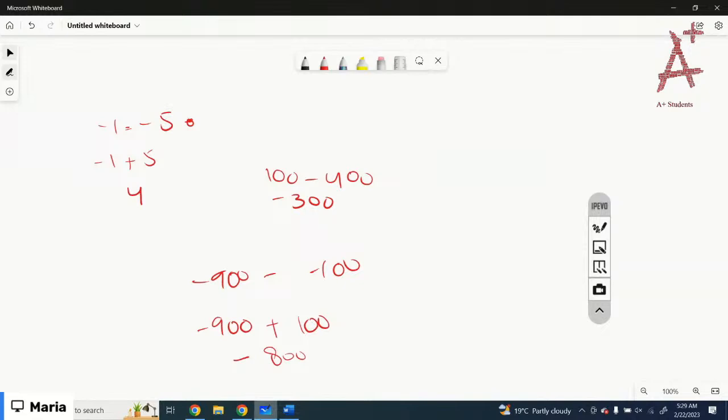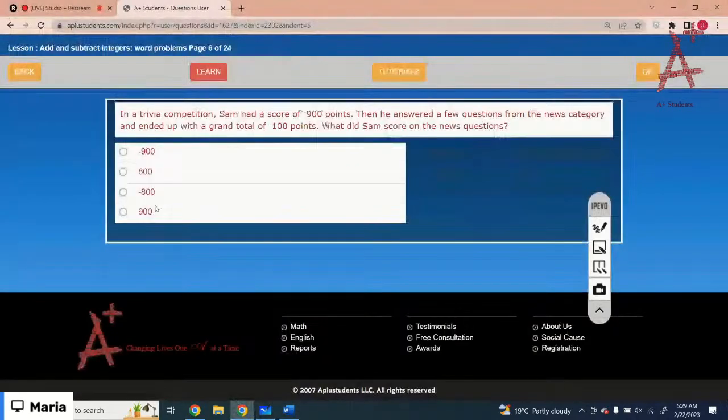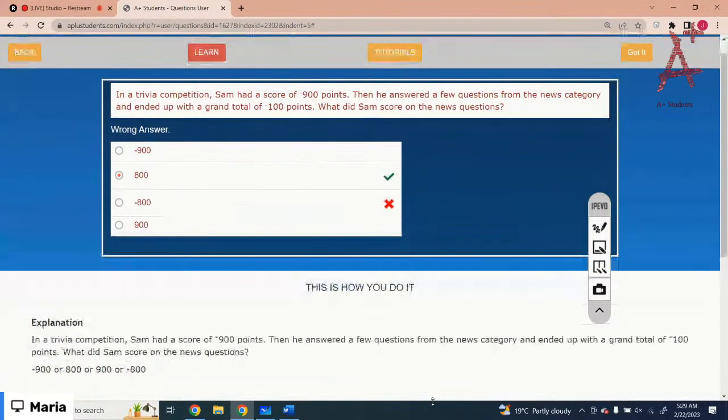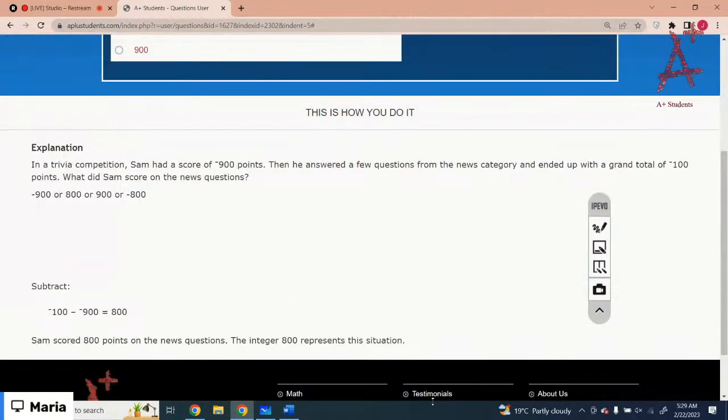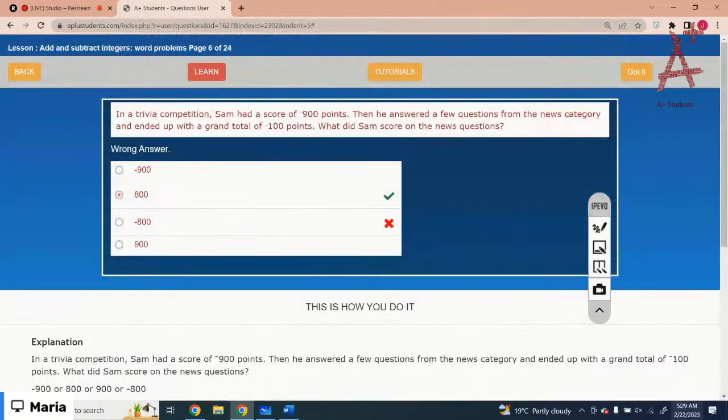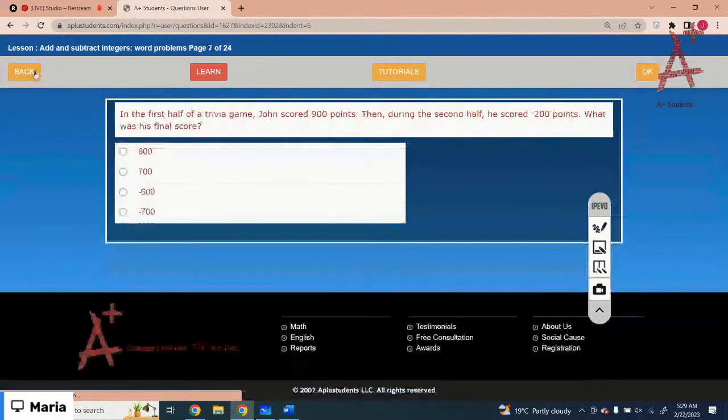The correct option is 800. Sorry, I selected the wrong option. It is 800. You have to subtract the negative 900 from the negative 100, so it would be 800. Okay, you can complete the test by yourself later today. Let me just move on to the next lesson.